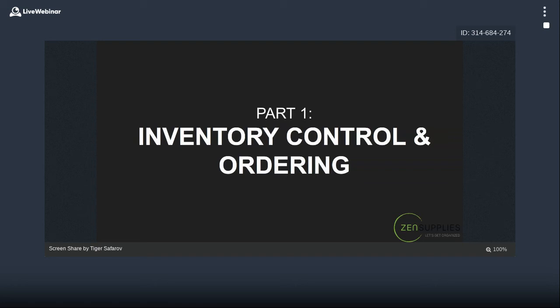So this is our inventory control and ordering workshop. So what are we going to cover today? Probably best practices, things that we've seen that work, that don't work.